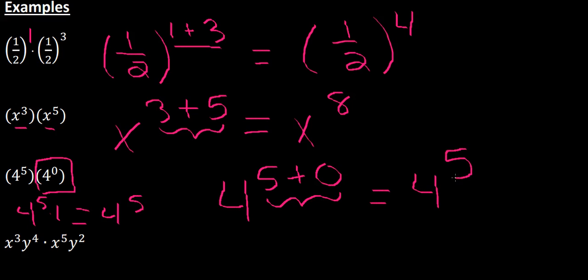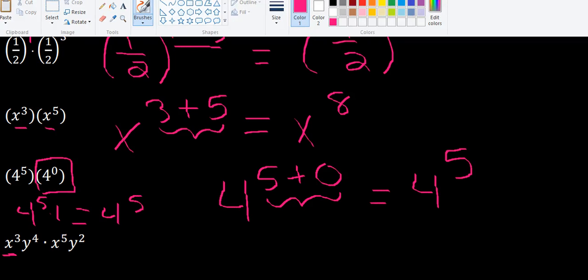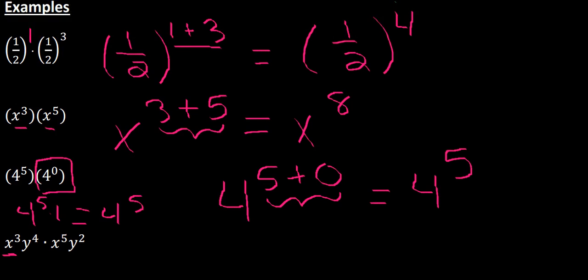When we look at the next one, it looks a little more complex. So we're going to break it down. Remember, our exponent properties only work if we have like bases. So here I see one base of x and another base of y. So let me switch my color here. I'll look at my x's and my y's separately.